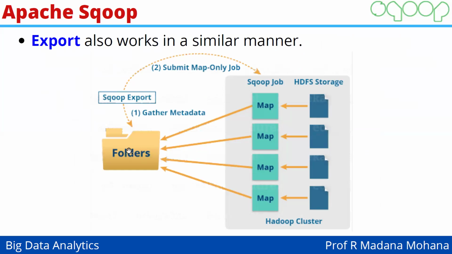So here we have the export. Exporting data: first, from the Hadoop cluster, we have HDFS storage. Then a map task is assigned to each storage. We call this a Sqoop job using a mapper. So first, every storage through the Sqoop job interacts with the destination to get the data to apply the mapper. Here you can see, first we have to gather metadata, then submit a map-only job. This is the Sqoop export mechanism.